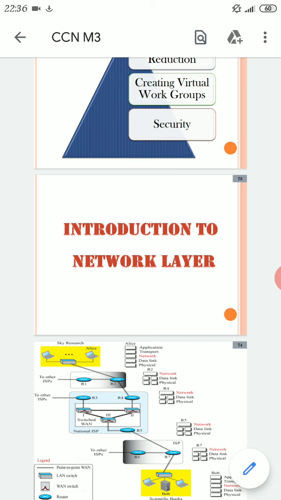We'll move on to the next topic under module 3 of computer communication network. This particular topic deals with the network layer. Today we'll learn about the different addressing mechanisms used in the network layer.